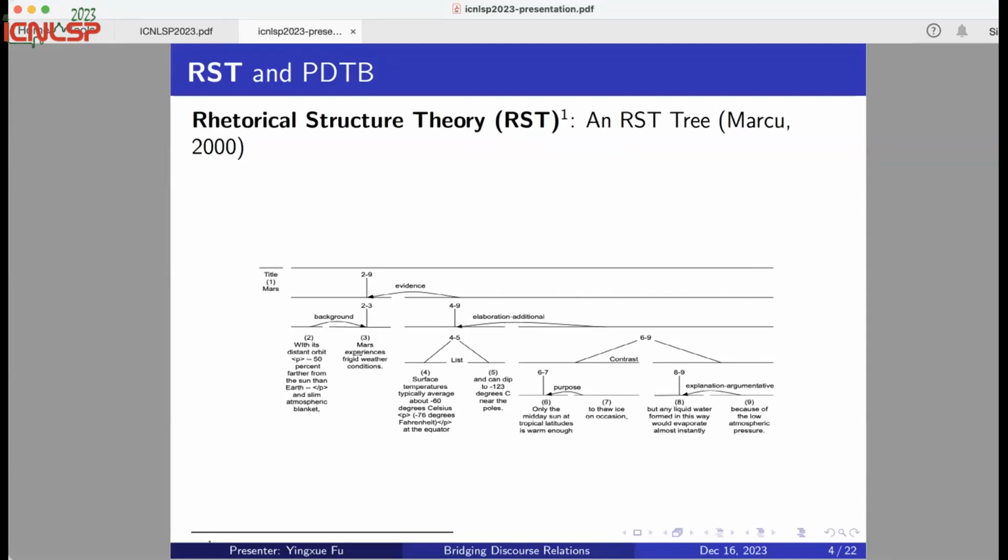Another thing is that because this framework has a tree constraint, you just have one relation to connect the two segments, and this is different from PDTB, as we will see later.